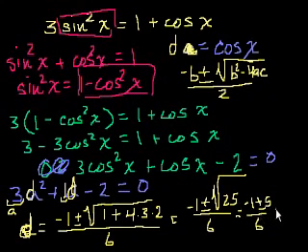And so what are the roots? The roots are, what's minus 1 minus 5? That's minus 6 over 6. So it's minus 1. What's the other one? Minus 1 plus 5 is 4. 4 over 6 is 2/3.